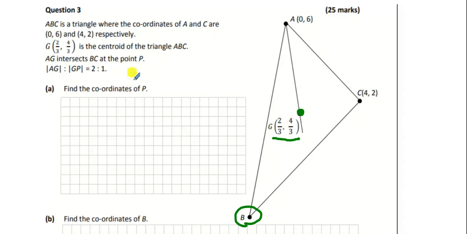Now, the next part says that AG intercepts BC. So you're talking about the line AG, which actually continues on, and then it hits BC at a certain point, P. And it wants the coordinates of P. Now, P might not necessarily be the center of the circle, if you get what I'm saying. Okay, so we don't necessarily know that.